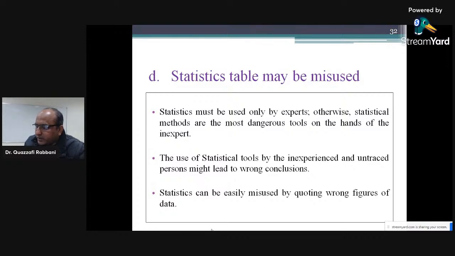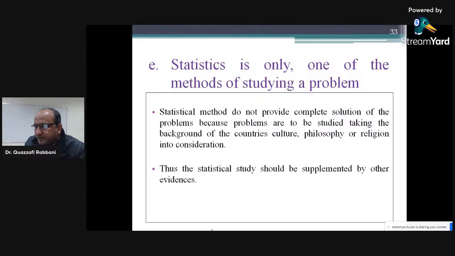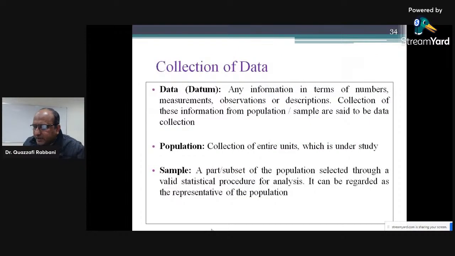Statistics tables may be misused. So one should handle statistics very carefully. Statistics is only one of the methods of studying a problem. So these are the limitations.